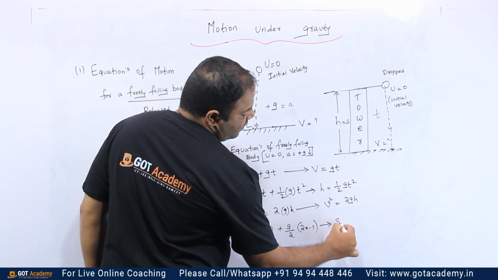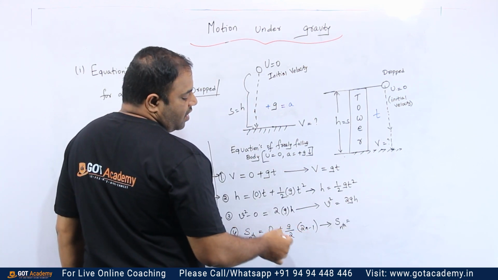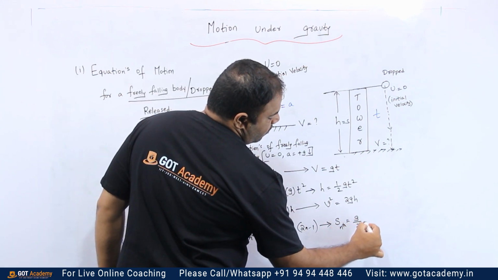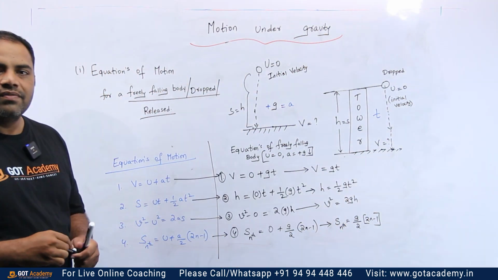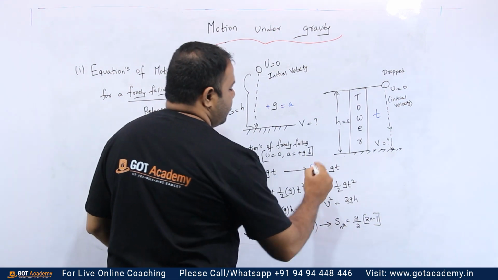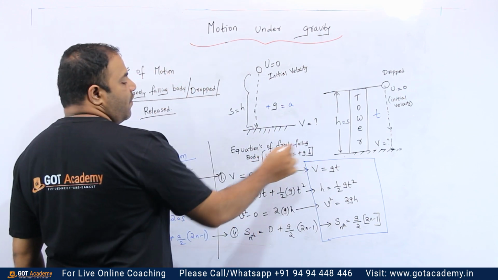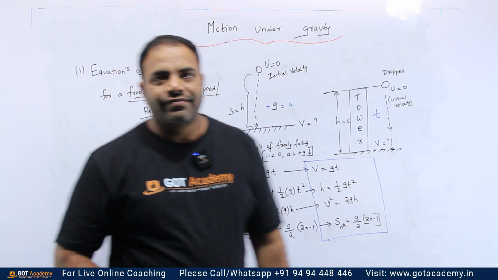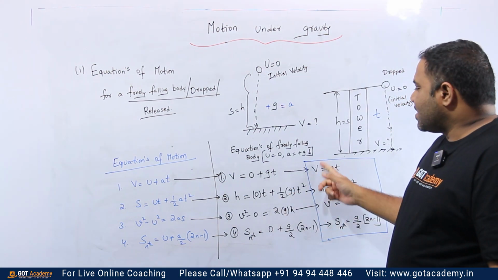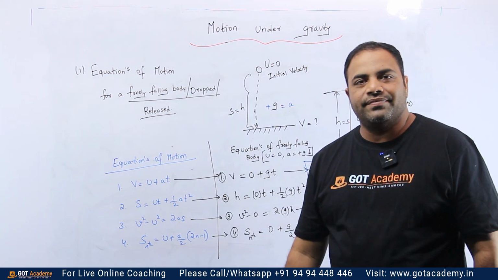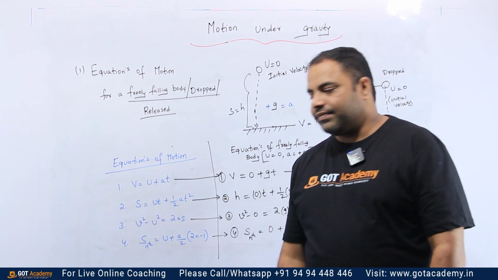And here, the distance travelled in the nth second. So 0 plus g by 2 into 2n minus 1. So like this, we get 4 equations. These are the 4 equations which describe the motion of a freely falling body. Okay, my dear children, I hope you understood this. These are the 4 important equations which describe the motion of a freely falling body. Based upon this, we will be solving a few numericals. You will understand better in depth.